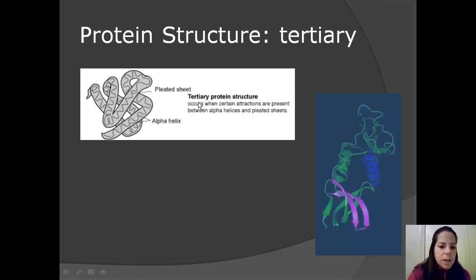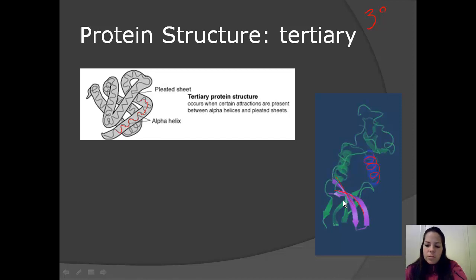Okay, so over here, this is the tertiary protein structure, with all the different bonding. So you can see here's the alpha helix, and it's just beginning folding over on itself over and over again. And you can see over here, this is another example of the tertiary structure in a more colorful format to help you guys see there's an alpha helix there. I think these are some pleated sheets here that are also joined in, okay?